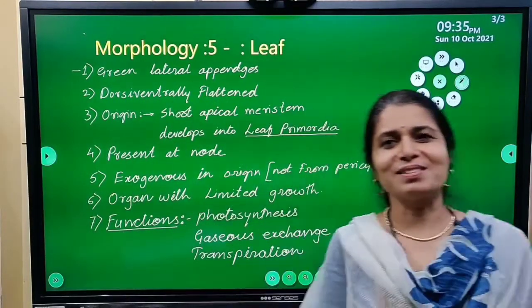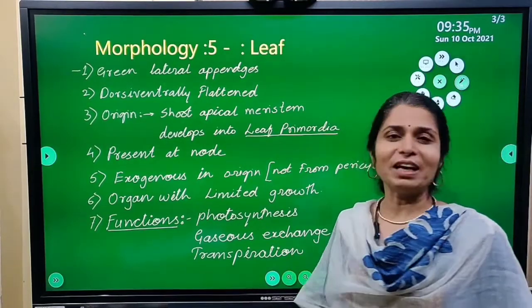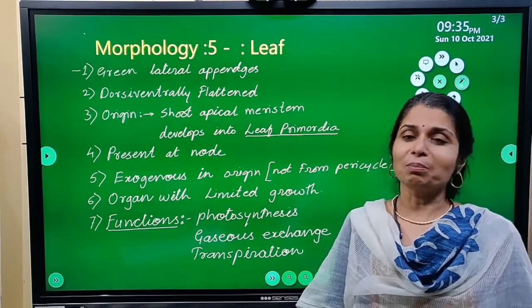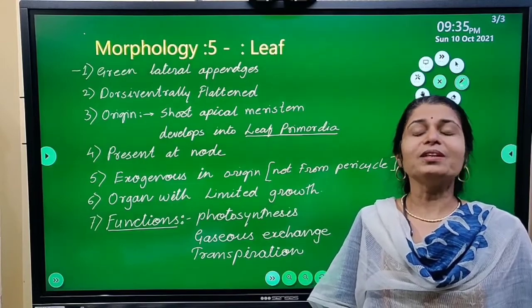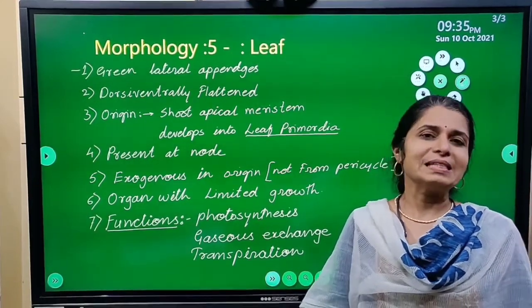Hello students. Now this is lecture number 5. हमने root और stem completed. So let's proceed. One of the important organ, that is leaf.